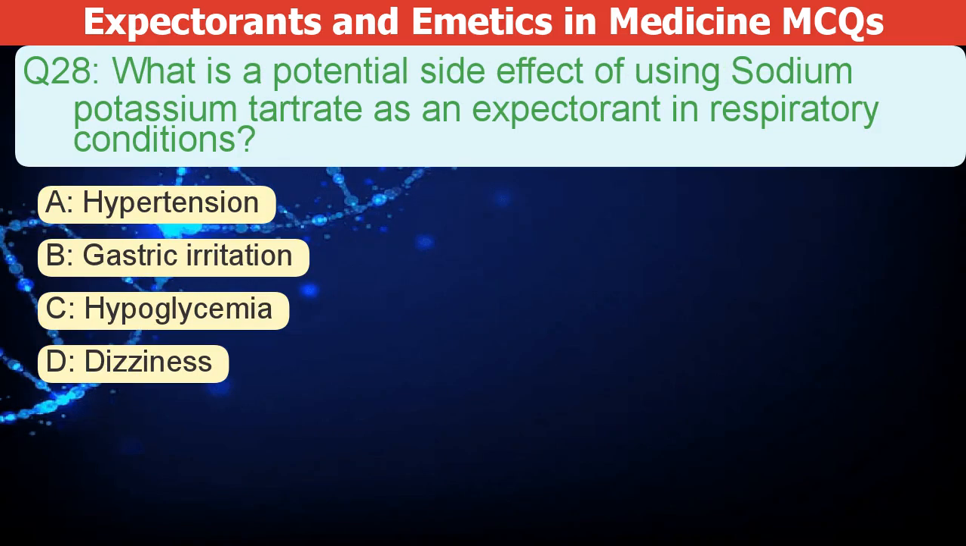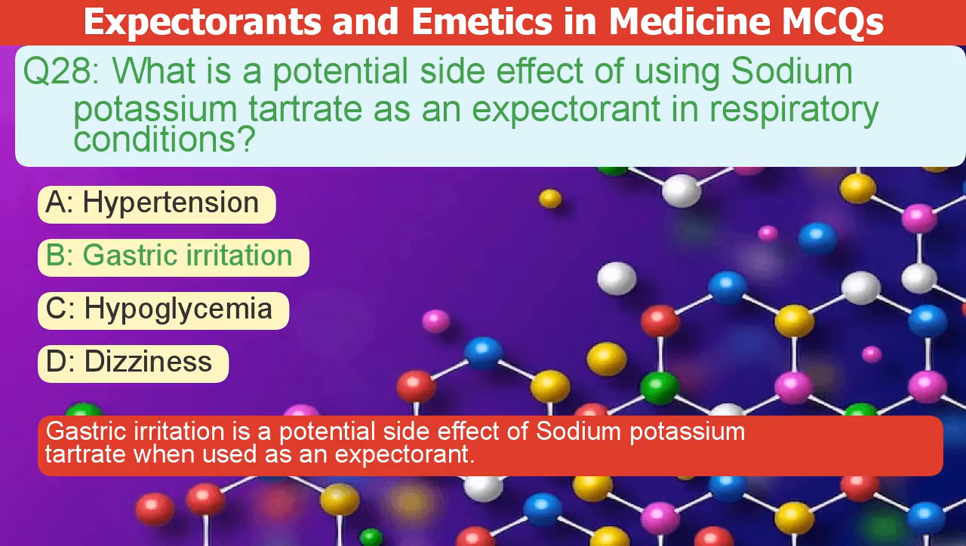What is a potential side effect of using sodium-potassium tartrate as an expectorant in respiratory conditions? A. Hypertension. B. Gastric irritation. C. Hypoglycemia. D. Dizziness. The correct answer is B. Gastric irritation is a potential side effect of sodium-potassium tartrate when used as an expectorant.